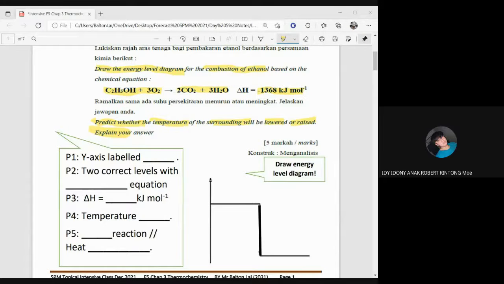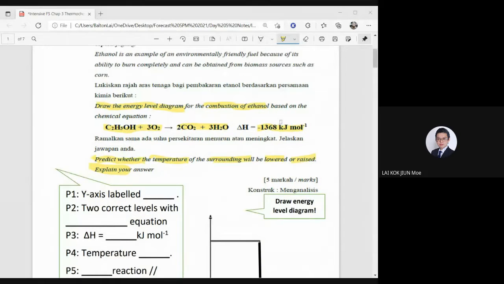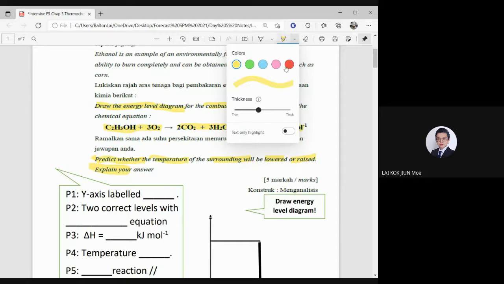Okay, you listen carefully. So ID, the question is 4-5 marks. Now, how are you going to know which marks are allocated to which question? So the first step is: don't rush to answer your question.